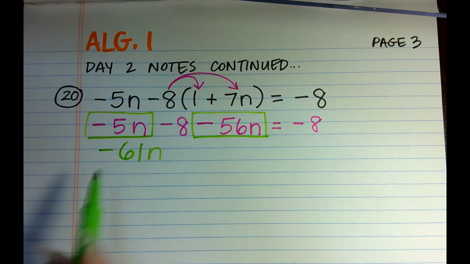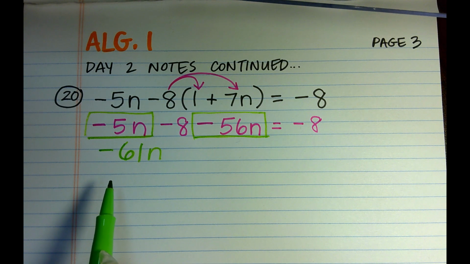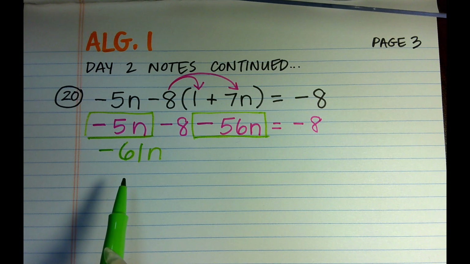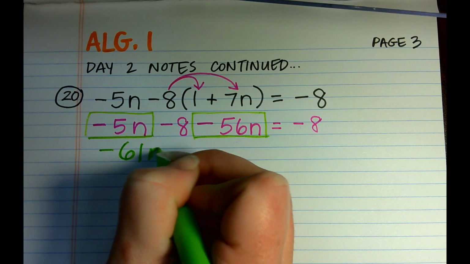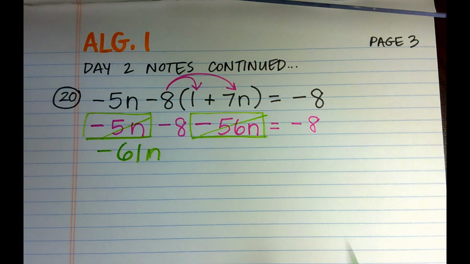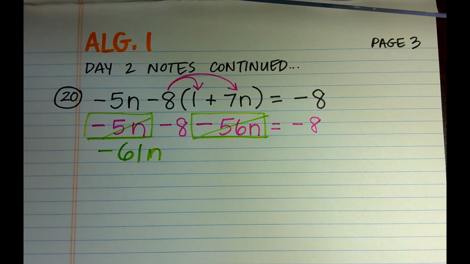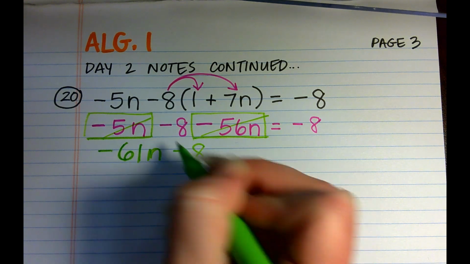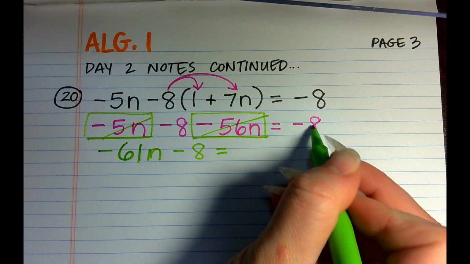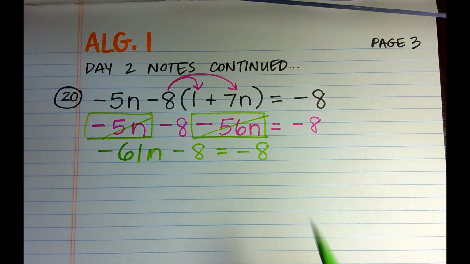Is anyone uncomfortable with how we got -61? I'm more than happy to explain it. Everybody okay with it? Okay, all right, so we have -61n, we've combined our like terms. Now what? Bring down the equals -8. Okay, so where do we go from here?